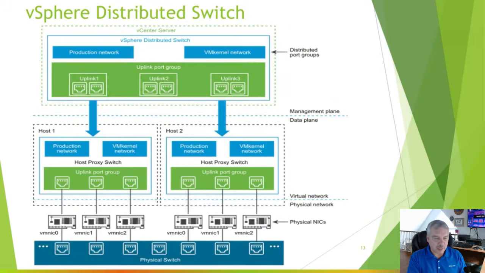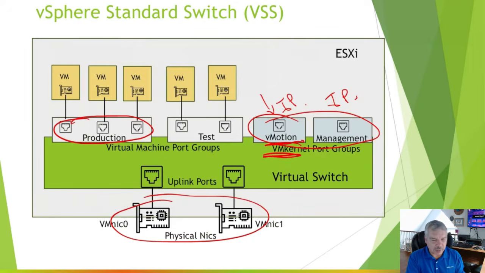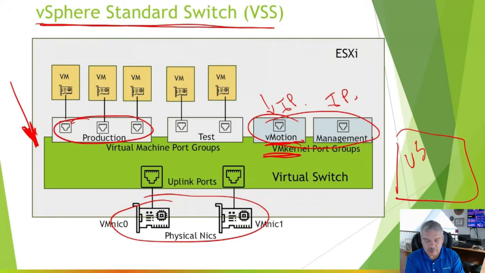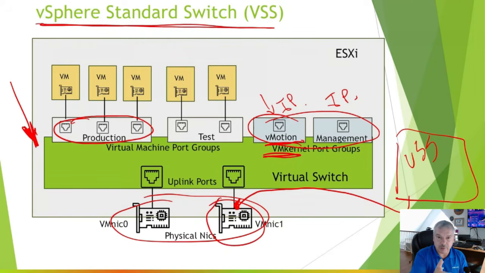Now, one of the things here, if you notice, the standard switch is managed on a per host basis. So a standard switch is unique to that host, and that's it, okay? Oh, by the way, I cannot create another vSphere standard switch here and use the same physical cards. It won't let you do that. So the physical uplink is going to be unique to each switch, okay?